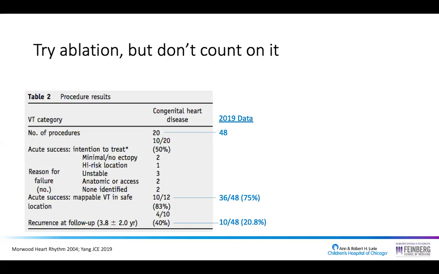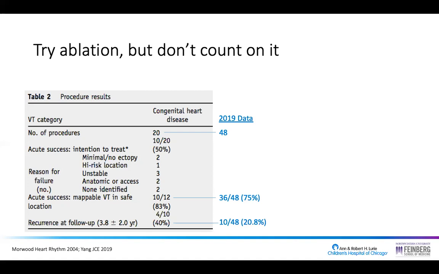This is data from Yang in 2019, so that was just published this year. And this is data from Colorado, as well as a couple of other centers, including CHOP, that have a great deal of good experience with ablation. So I would expect these to be highly reliable data. They have only 48 procedures. You can see that VT in congenital heart disease is not a common ablation procedure. And you can see that if you look at their acute success in patients, they had about 75% acute success, and their recurrence at first follow-up is about 20%.